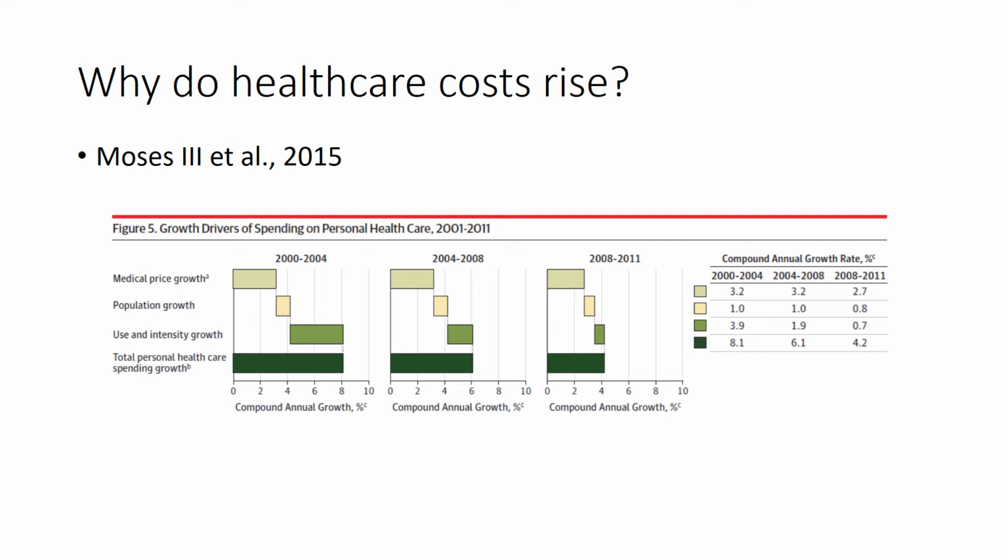So this paper by Moses III et al. was published in 2015. They looked at 2000 to 2011. In the first time period, medical costs were increasing at about 8% per year. In the last time period, 2008 to 2011, it was about 4%. Now, these are both much faster than inflation.